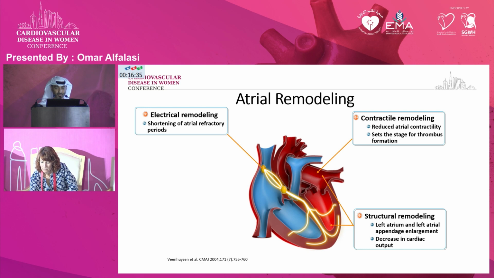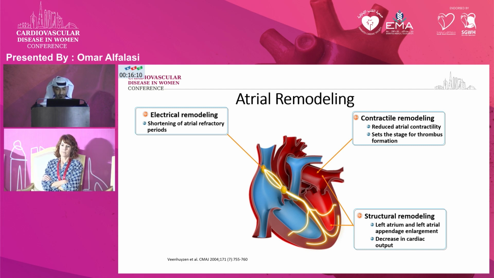Atrial remodeling, as we said, has 3 stages. The electrical stage, the first stage, happens within hours. It's mainly due to the shortening of the refractory periods in the atria. The shorter your refractory period, the more likely the tissue is to be excited, so this leads to sustaining the arrhythmia. It happens very quickly because of the derangement in the sodium and calcium channels. Most of the time, this will stop spontaneously and the patient will cardiovert.